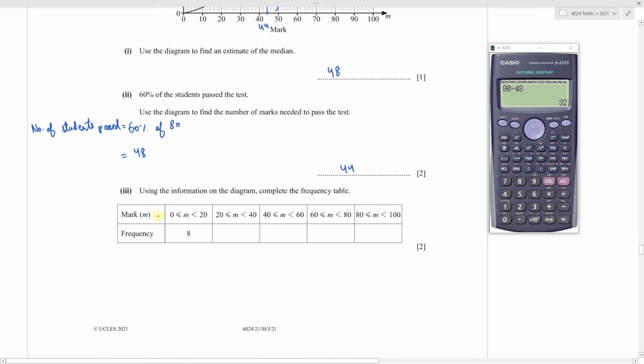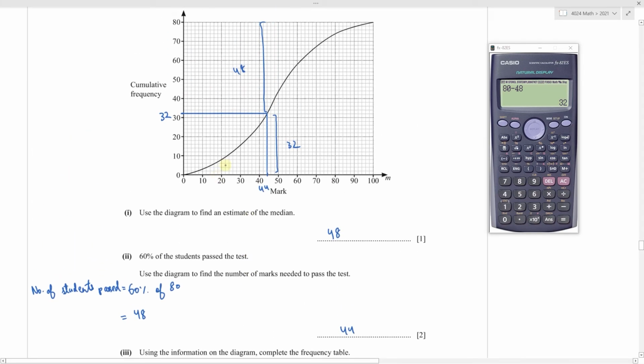Let's go to the next part. Using the information on the diagram, complete the frequency table. So now you have to write the frequencies for each of these class intervals. The first one is given for you. The next one is m is greater than or equal to 20 but less than 40. So you're looking for frequency between 20 and 40. So here the value is 8, as we know, because for 0 to 20 your frequency was 8. At 40 it's 20, 22, 24 and 26. So here the value is 26.